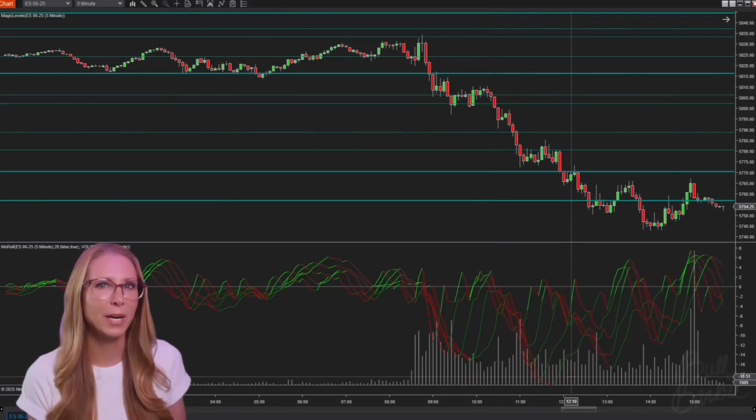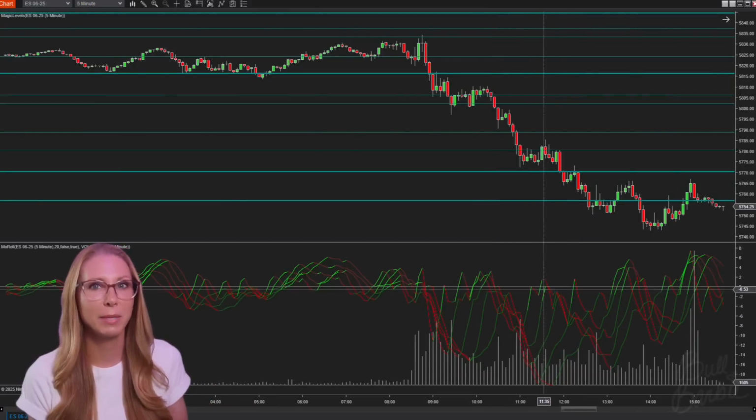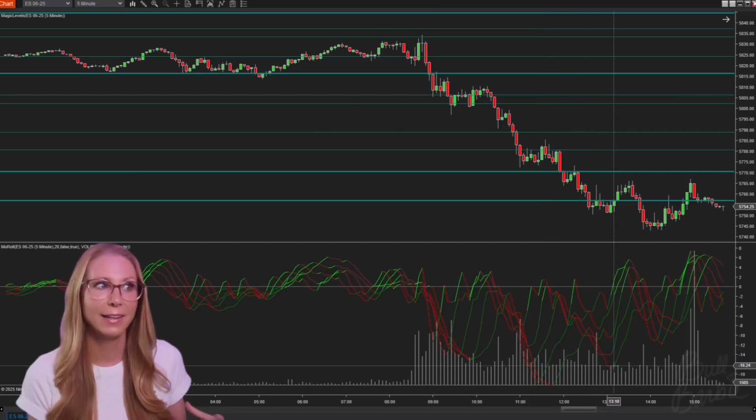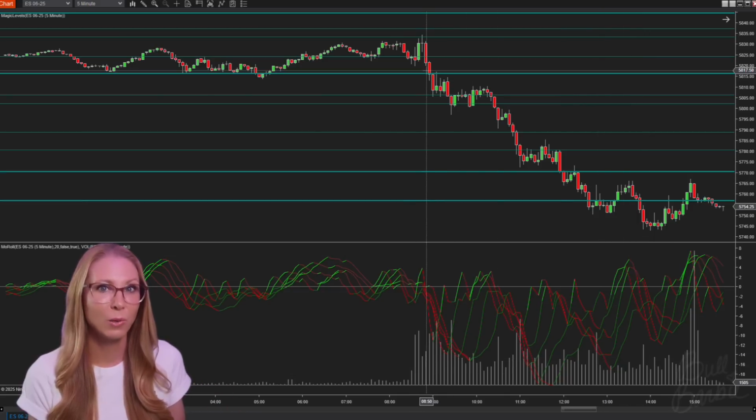If a move barely makes the zero line and begins to roll back over, that can literally be money. If this happens at or near a level, let's go.